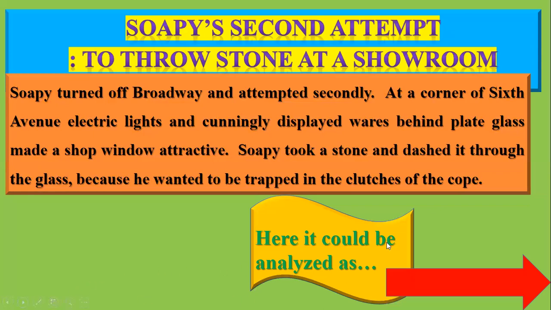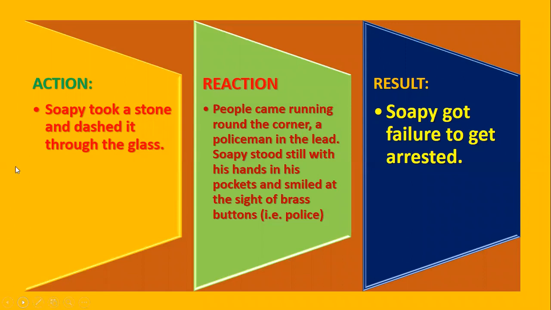Here, it could be analyzed as follows. Action: Sophie took a stone and dashed it through the glass. Reaction: people came running around, here and there, a policeman in the lead. Sophie stood still with his hands in his pockets and smiled at the sight of the brass button, that is, the police.